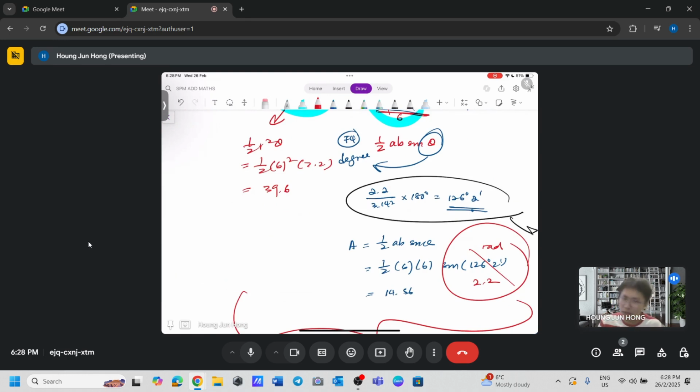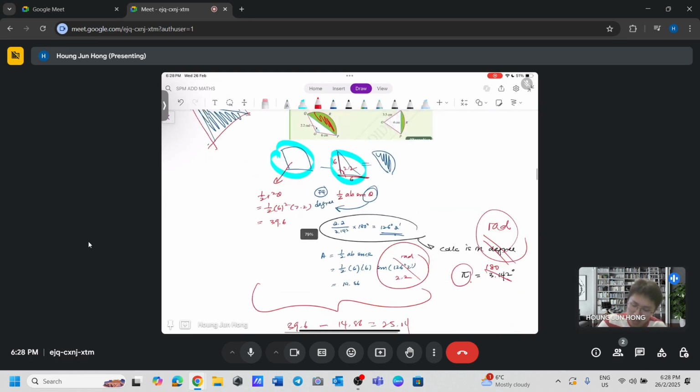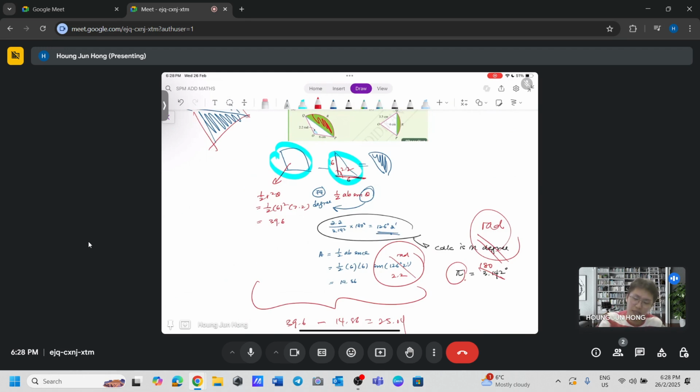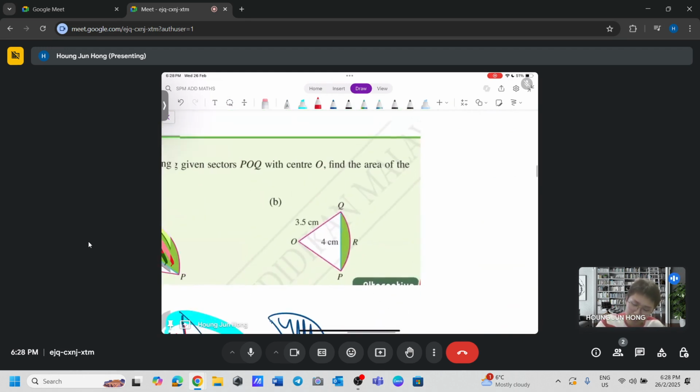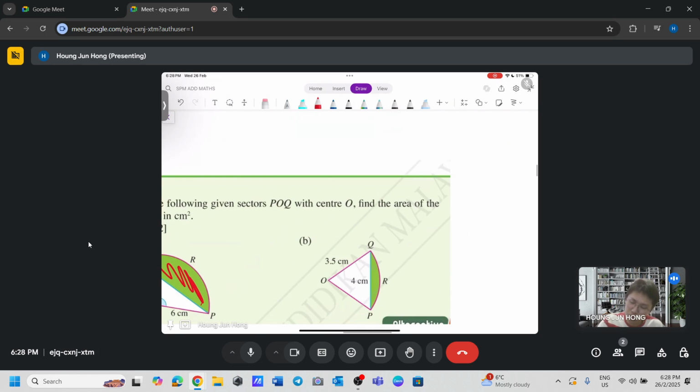Okay, so remember to change it back to degree or else you will get confused later. Okay, cool, that's it. So just saying this is one answer over here. I think the next question is also quite similar, just that we have to use another method.